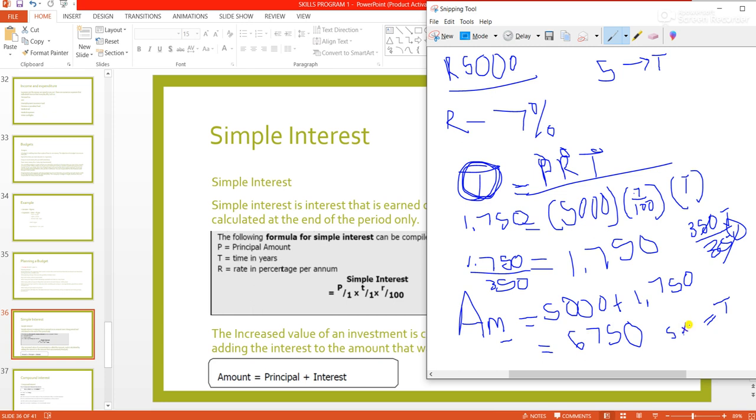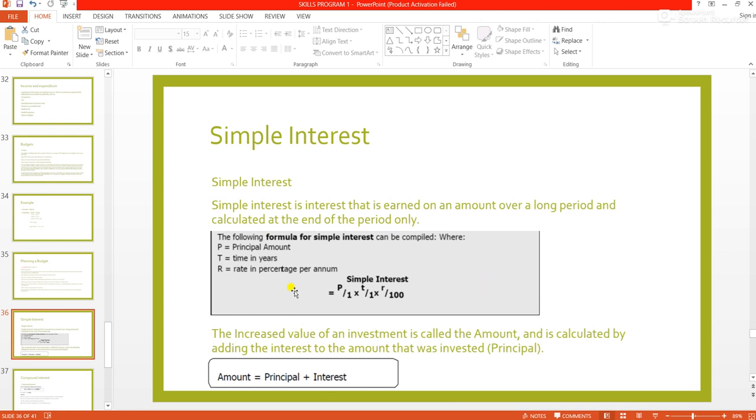That's about 5 years. It is the same as the one that we got from the initial amount, the initial years that we received. So this is how you work around simple interest.